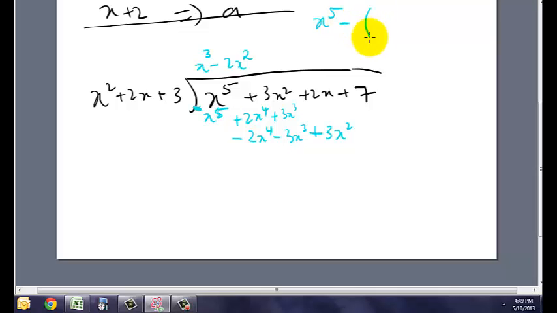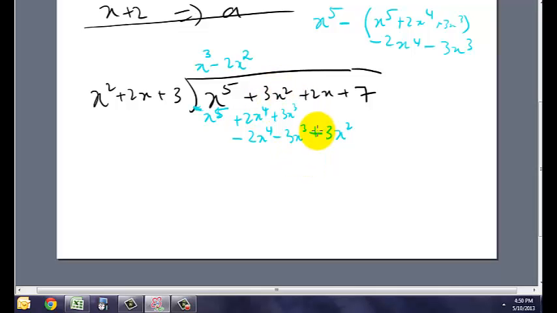Take away, bracket, x^5 plus 2x^4 plus 3x^3. Now expand that and simplify it. What would it look like? Can you see the x^5 is going to cancel out? And then I'm going to have a minus with a positive, which becomes minus 2x^4. Minus with a positive becomes minus 3x^3. And there it is: minus 2x^4, minus 3x^3.